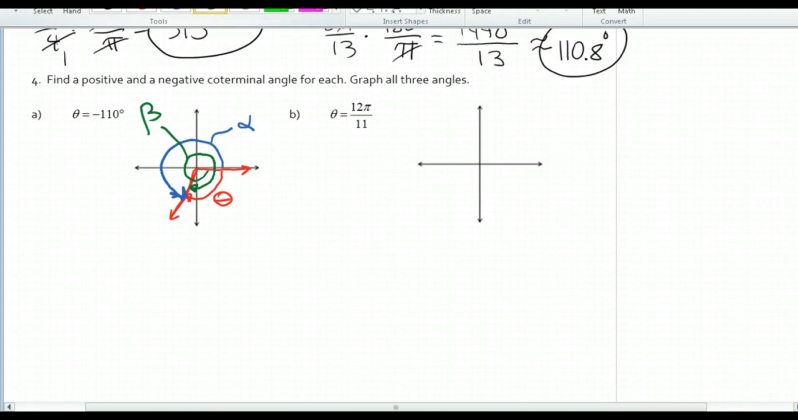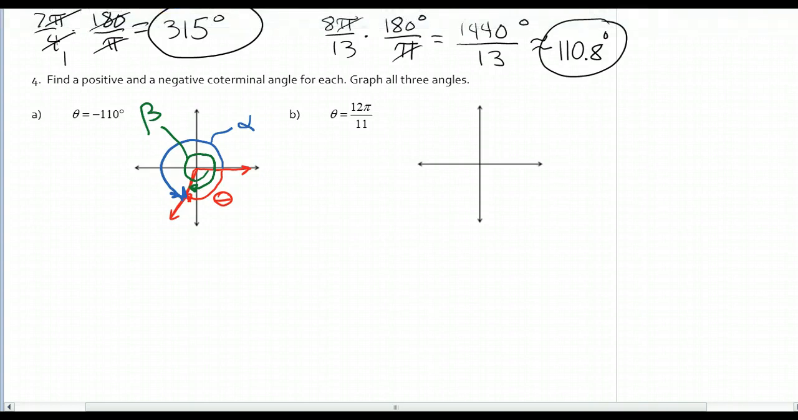So we can see that if I add the absolute value of theta and alpha, they make the full circle, so that's going to be 360 degrees. So alpha's got to be whatever is left of the 360 degrees. So alpha is going to be negative 110 plus 360, so that gives us 250 degrees.